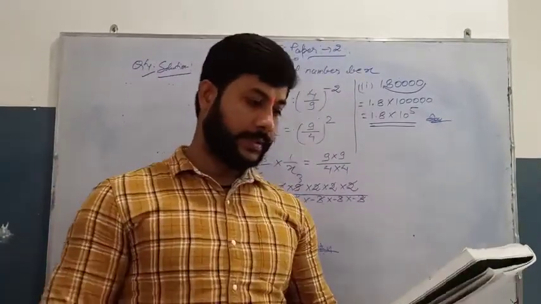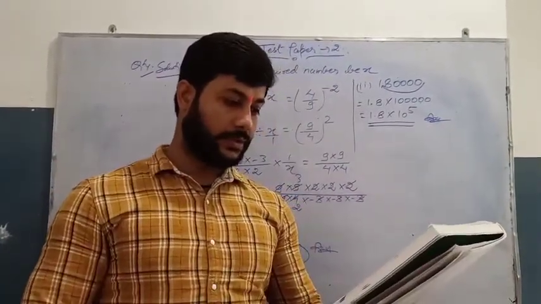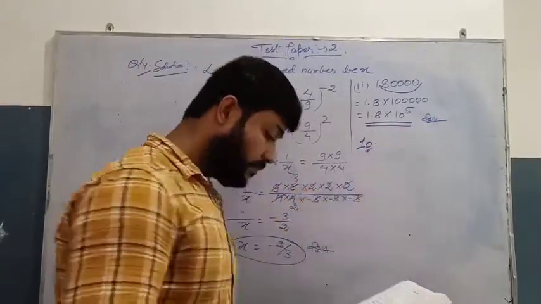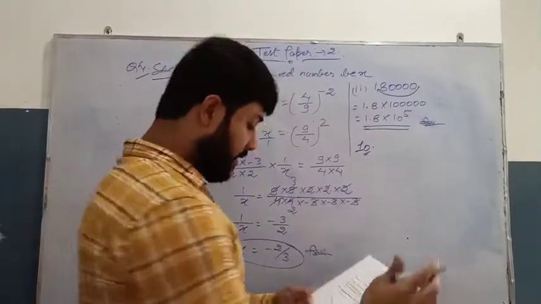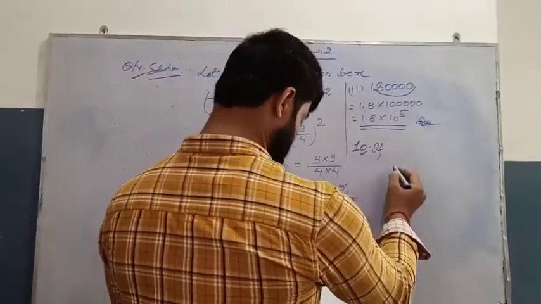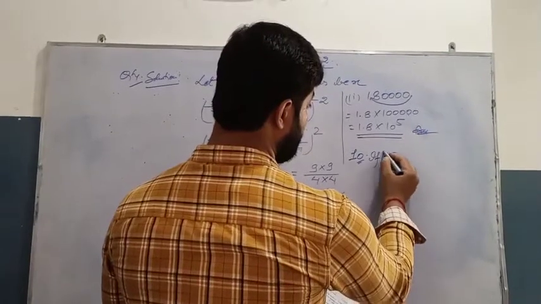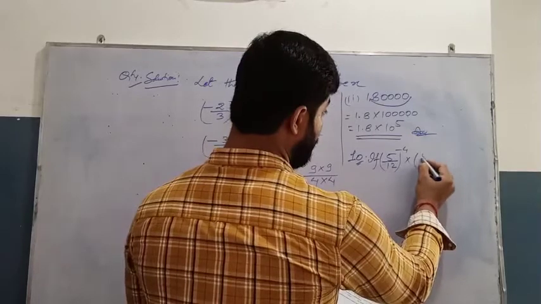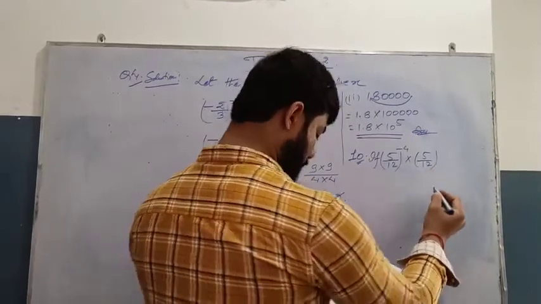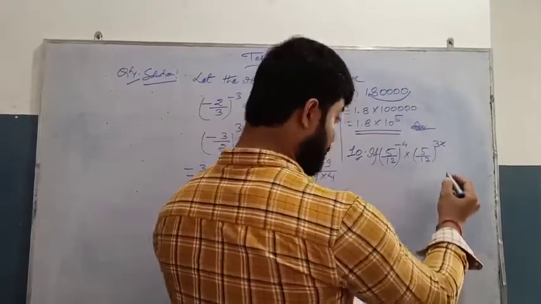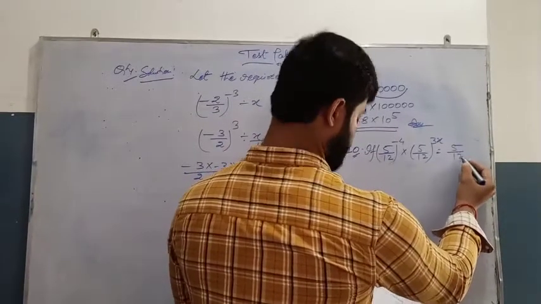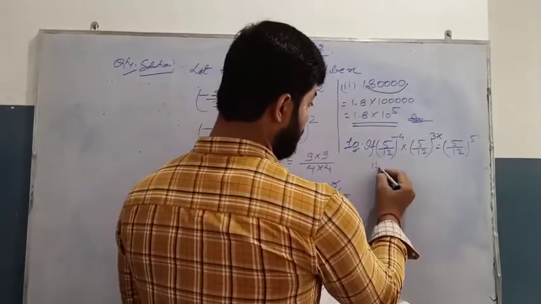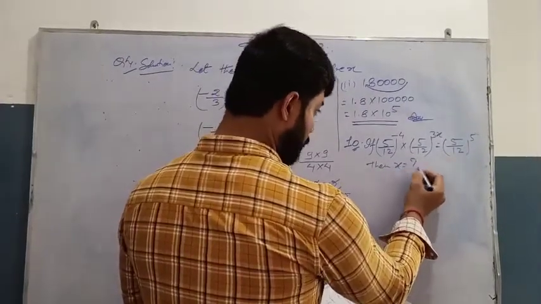Now the other questions are the same. Question number 10 is a little bit different for you. Question number 10. That is, if 5 by 12 to the power minus 4 into 5 by 12 to the power 3x is equal to 5 by 12 to the power 5, then x is equal to what?